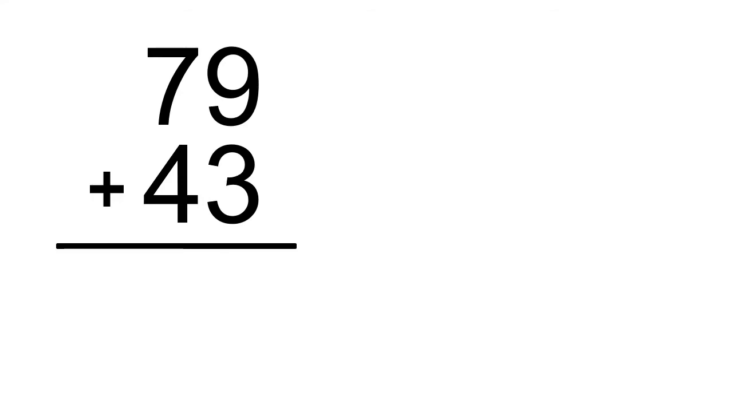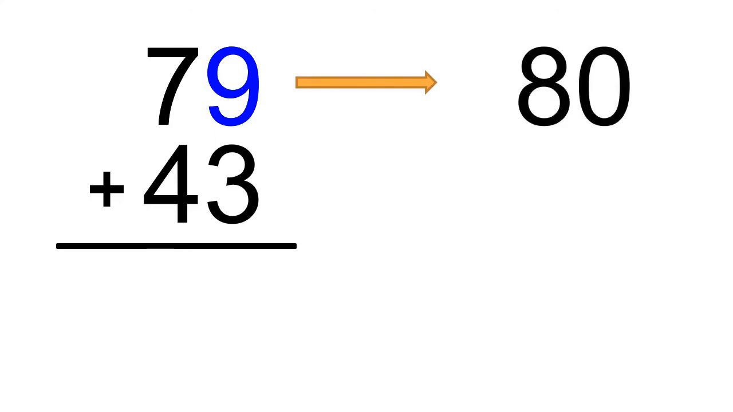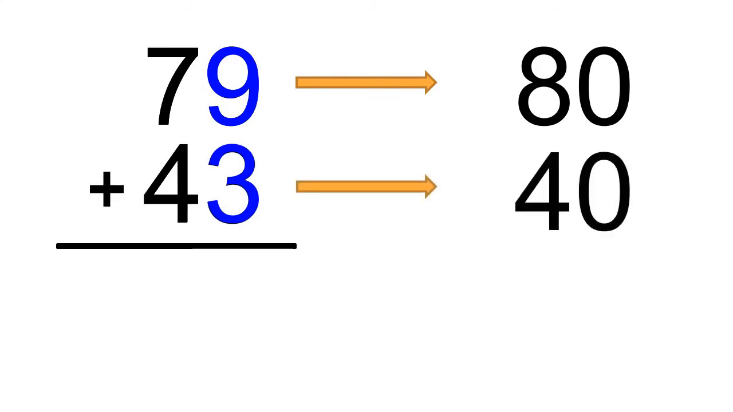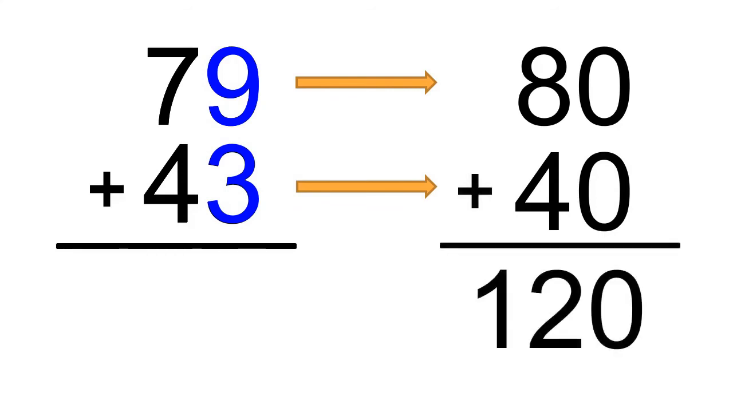Now how can we use rounding to estimate the sum of 79 plus 43? Well, in order to do this, we can first start by rounding 79. So to round 79, we look at the digit before the 7, so the 9, and because it's 9, we round this up to 80 because 79 is closer to 80 than it is to 70. Now let's take a look at 43. We look at the ones digit, which is 3, and we round it down to 40 because 3 is closer to 40. Now 80 plus 40 is equal to 120.